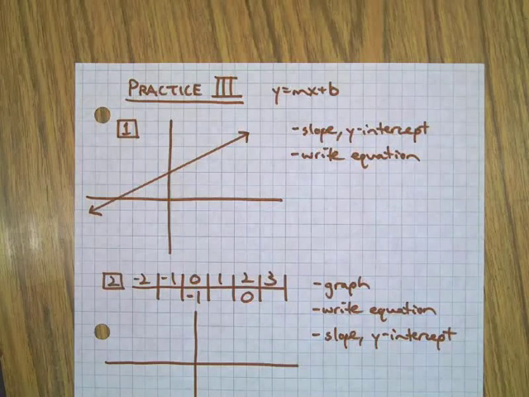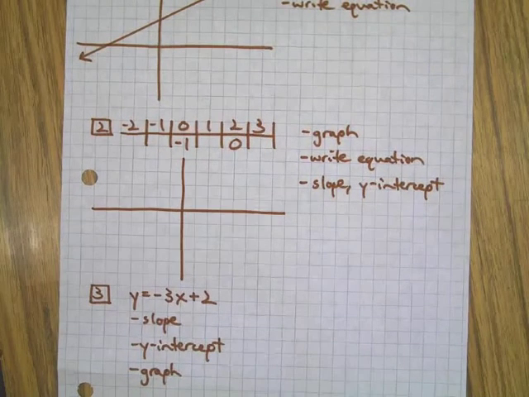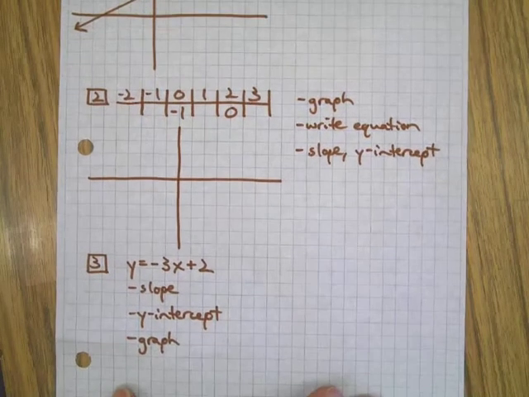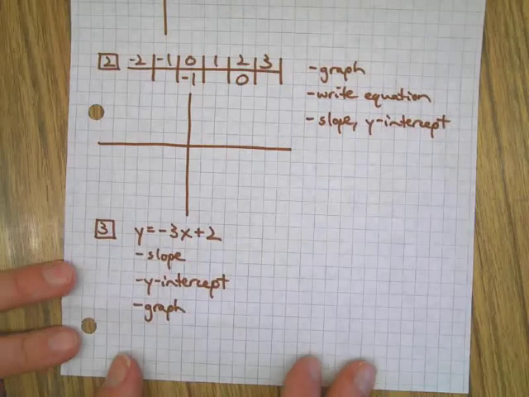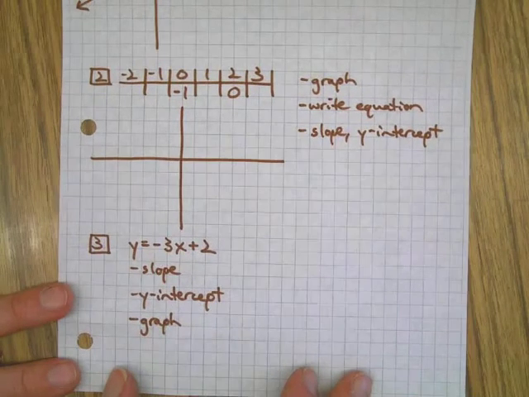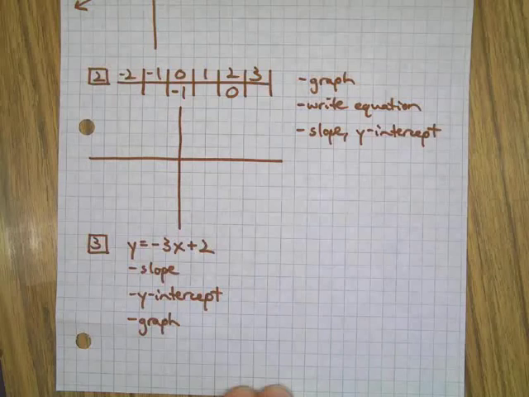All right, now copy down the second problem here. In fact, let's get the second and third problem together. There we go. Copy those down. The second problem has you filling in a partial data table, then graphing it, writing the equation, finding slope-intercept. Problem three gives you the equation, and you do everything else.